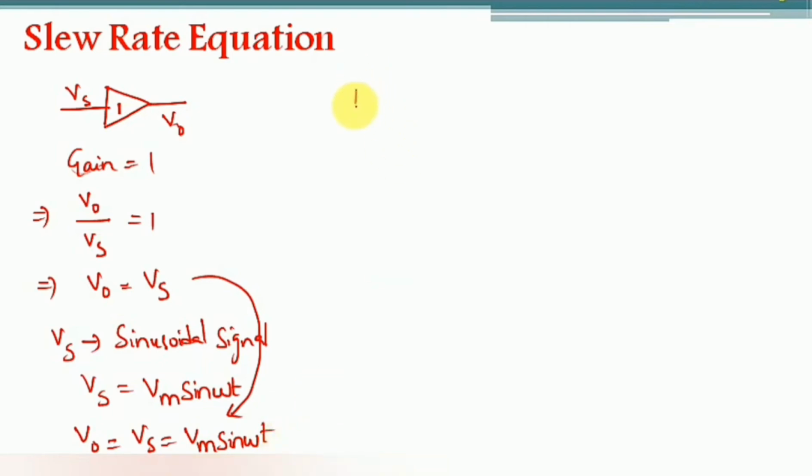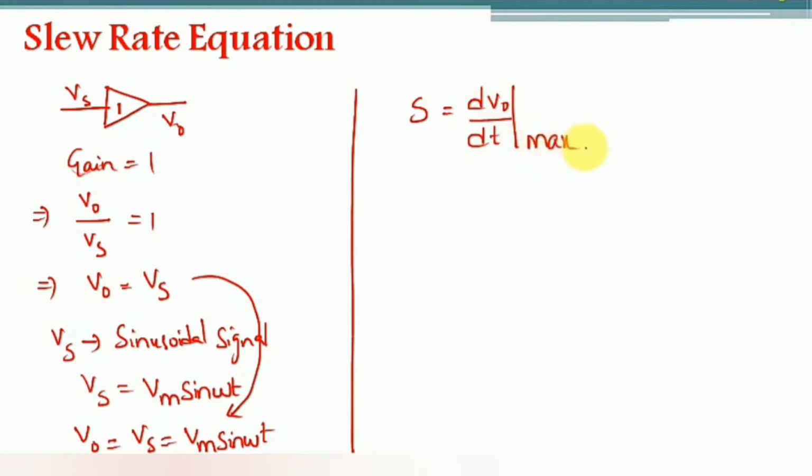Now we will derive the slew rate expression from the basic definition. We know that the slew rate is defined as the maximum rate of change of output voltage with respect to time. So this is the definition of slew rate, nothing but the maximum rate of change of output voltage with respect to time. From this we know the value of V0. Let us consider it as equation 1. Now we have to differentiate this equation with respect to time.